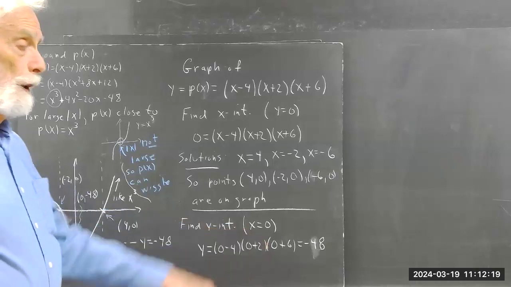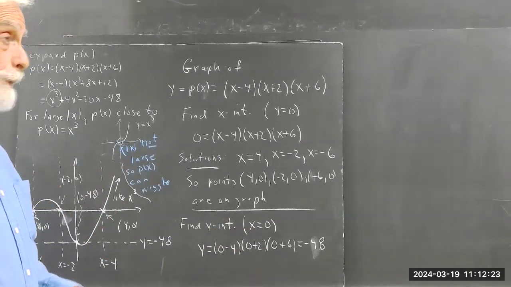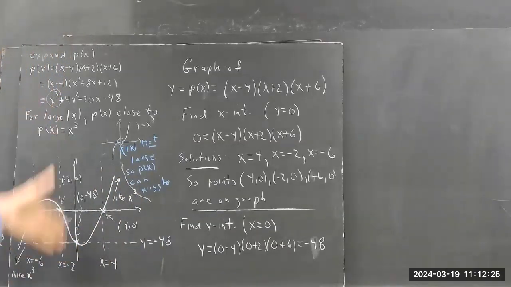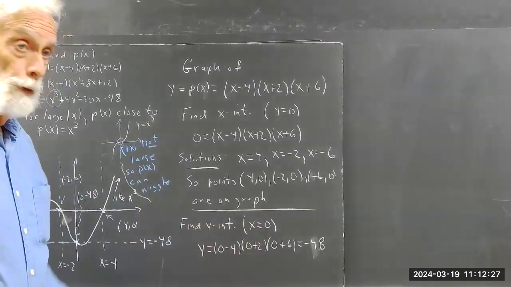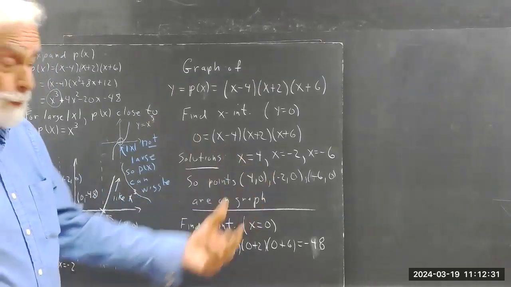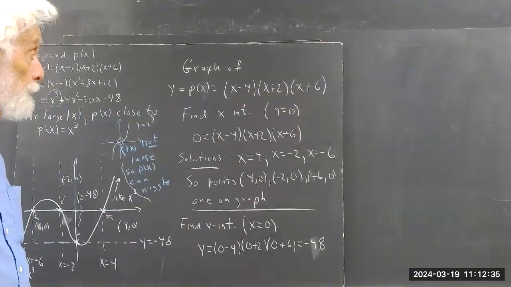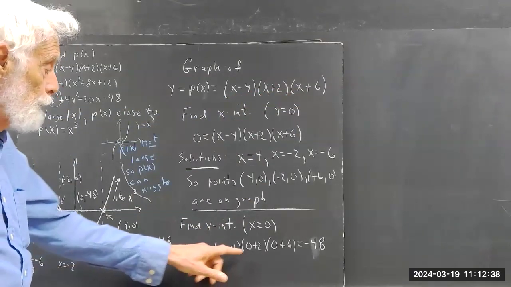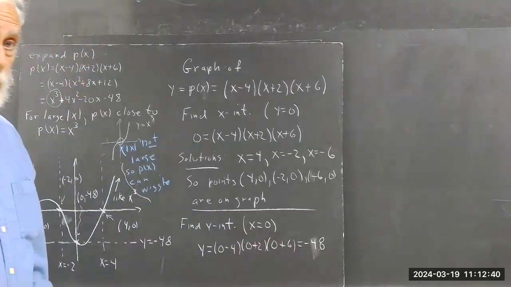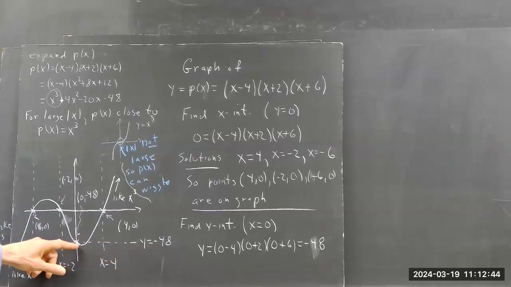Also, we can find the y-intercept. That's even easier. Because as soon as you see y-intercept, you think, well, where's the y-axis? Well, that's where x equals 0. Y-intercept occurs when x equals 0. And we plug in 0 for all the x values. And we get -48. So that's very straightforward. We get y equals -48. So right there is the y-intercept.